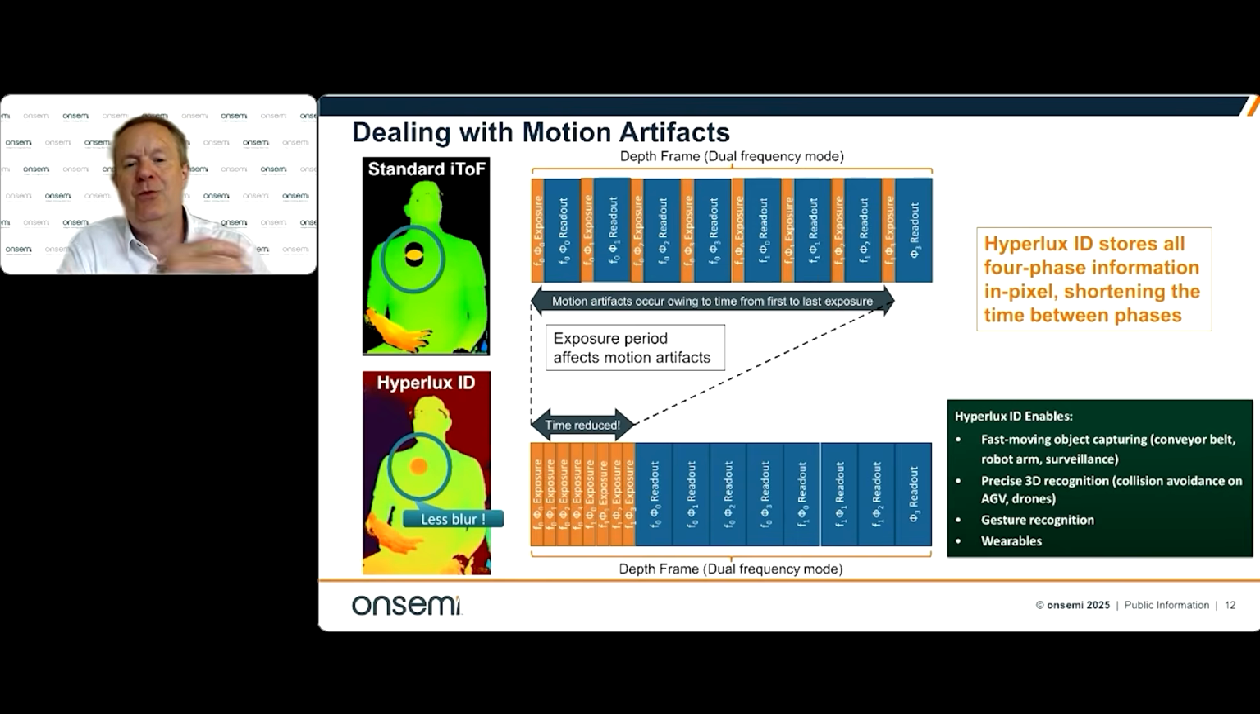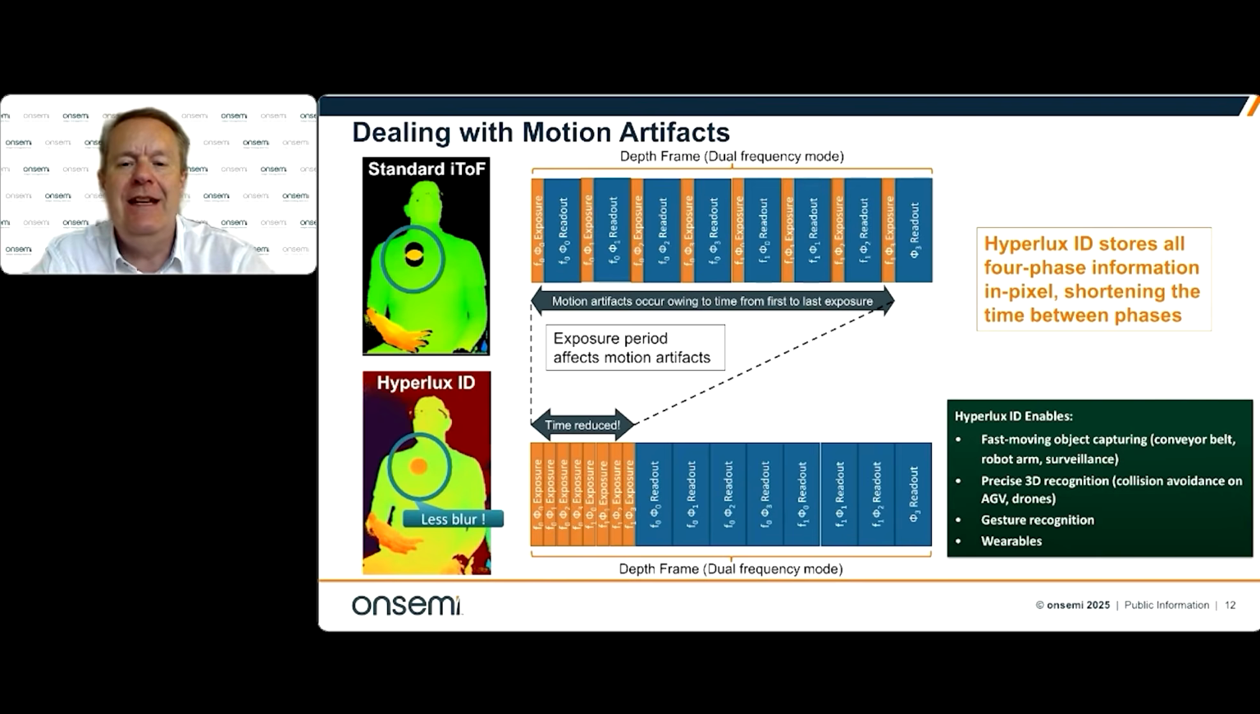In this case, we're showing dual frequency with 4 phases of each. So there's 8 readouts and 8 exposures. There's a huge time lag between the first exposure and that last readout. And it's that exposure period that affects motion. So if you've got motion, you're not doing a full deterministic realization of where that object is. In that diagram on the left here, you're seeing someone throw a ball up, and you're seeing some blurring in there. So what does Hyperlux ID do to overcome that?